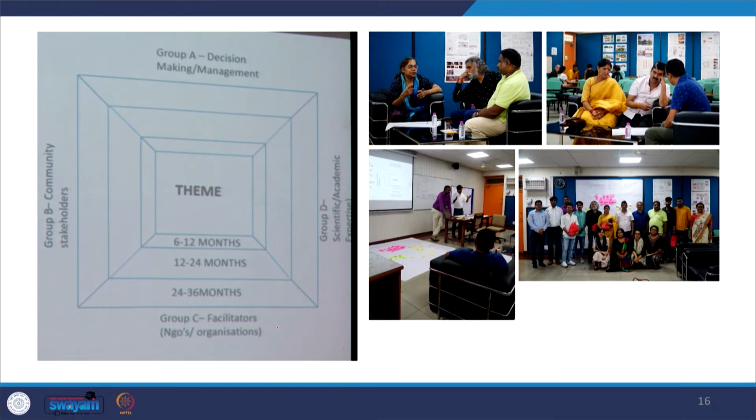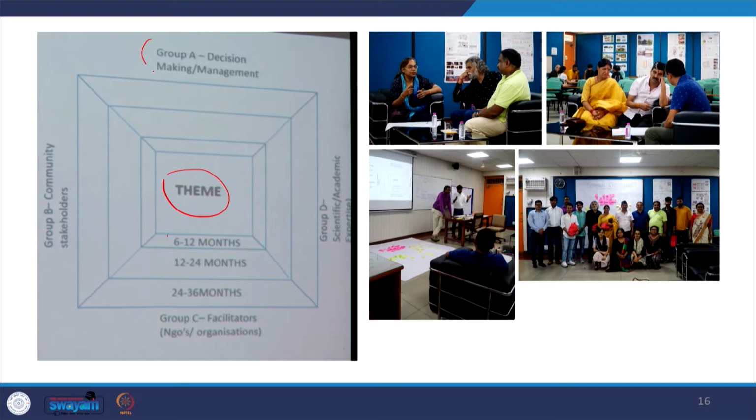So I've said about the time frame. Basically we come up with a theme after the SWOT analysis. I'm going to show you a video of certain deliberations, and based on that we come up with a theme of resilient hill settlements and environments. So in that way there are 4 groups which are formed.